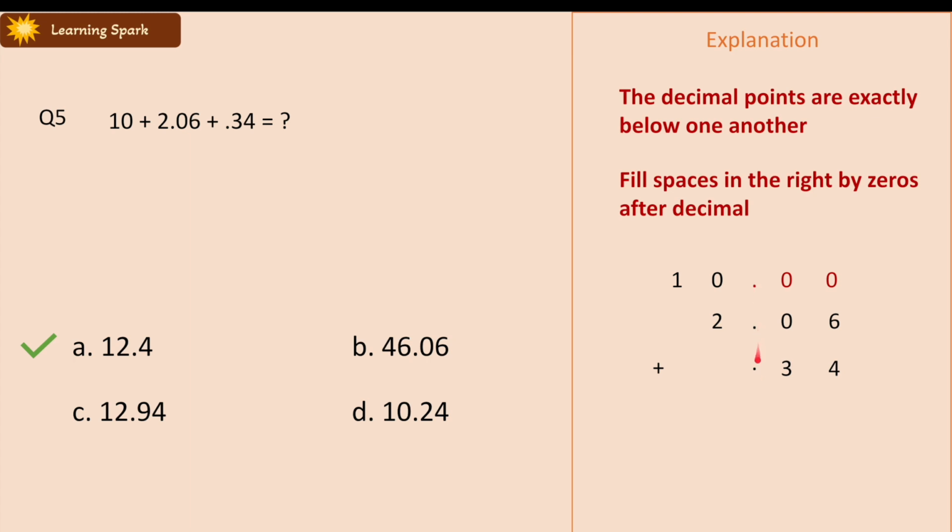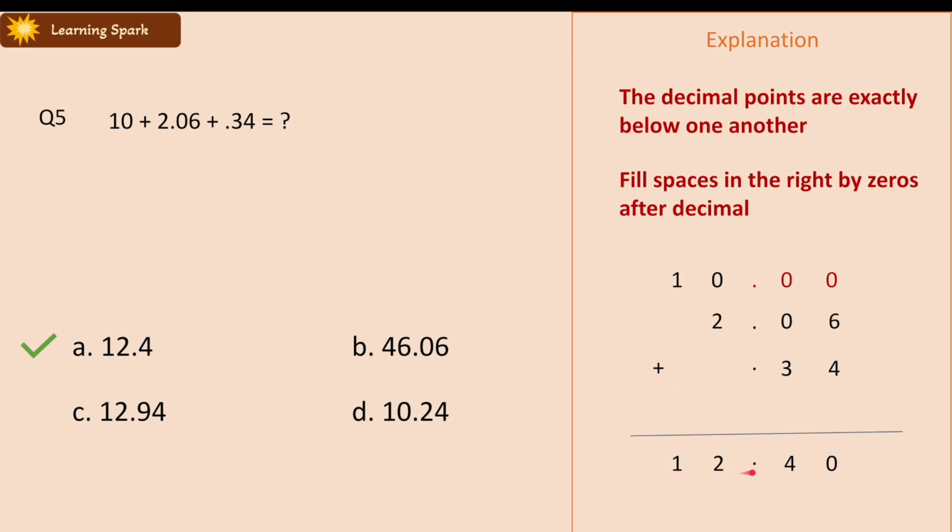Please notice that these three decimals are in the same column, below and above one another. So this is the first point. The second point is we have filled the spaces on the right with zeros, these two zeros. Now it is very easy for us to do this addition. We will just do normal addition, ignoring the decimal. 6 plus 4 is 10, write 0 and carry over 1. Now 3 plus 1 becomes 4. Here 2 plus 0 becomes 2, and this is only 1, so it comes down.